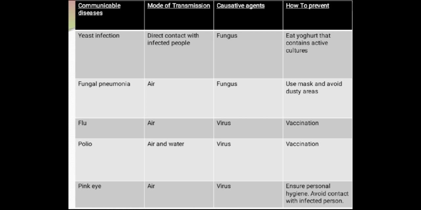Communicable diseases: flu. Mode of transmission: air. Causative agent: virus. How to prevent: vaccination. Polio. Mode of transmission: air and water. Causative agent: virus. How to prevent: vaccination. Communicable diseases, last: pink eye. Mode of transmission: air. Causative agent: virus. How to prevent: ensure personal hygiene, avoid contact with infected person.